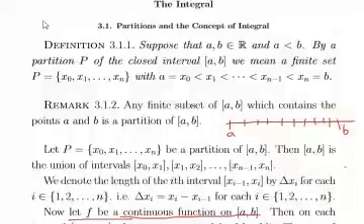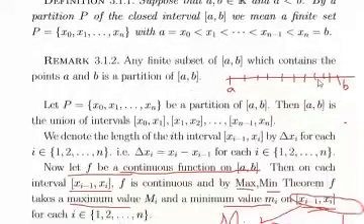Hey guys, we started discussing the integral, right? And we defined a partition of a closed interval [a, b]. I think you remember we did that last time. That means if you have a closed interval [a, b], you split this interval into a finite number of subintervals like this. So here you have a finite set.